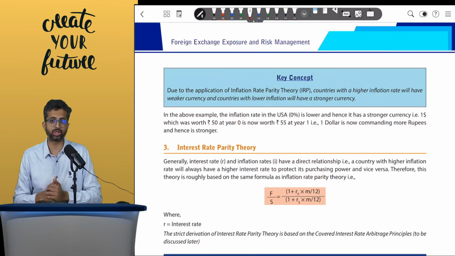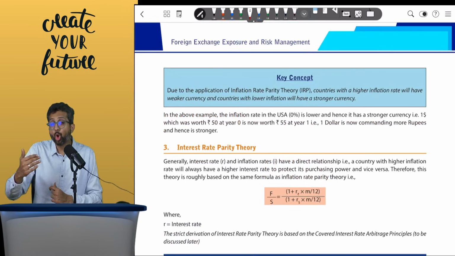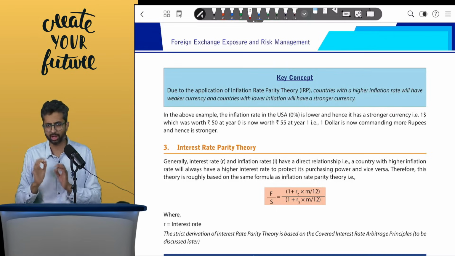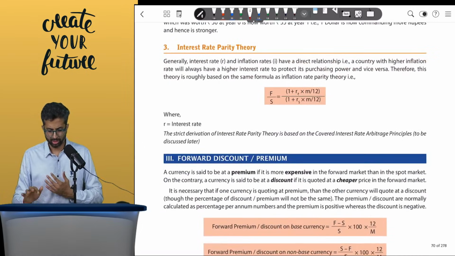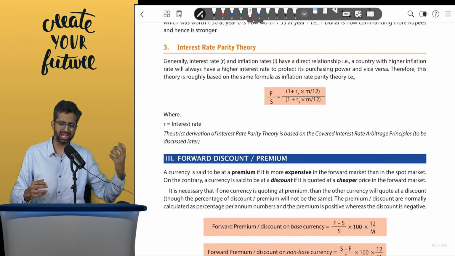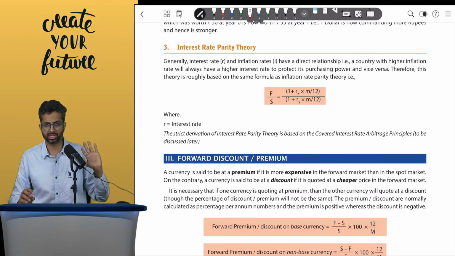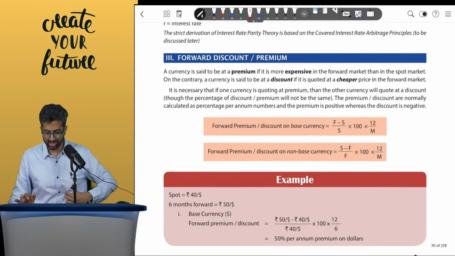A general and important concept over here is that countries which have a lower interest or lower inflation rate will generally have a stronger currency in the forward market. Remember that. Interest and inflation go hand in hand. So if interest data is given, you will take that. If inflation data is given, you will take that.